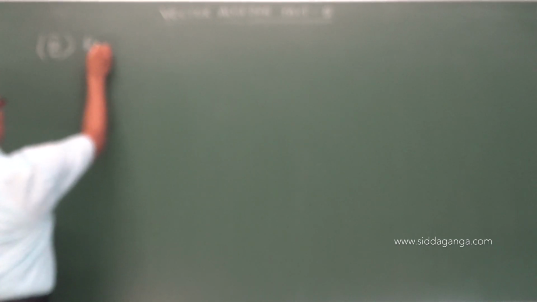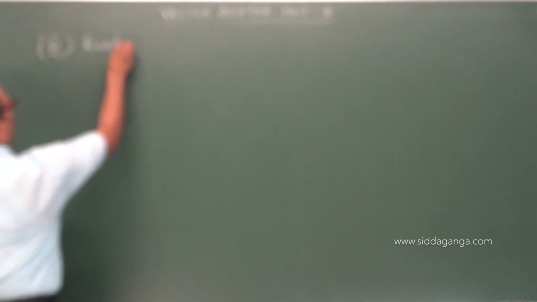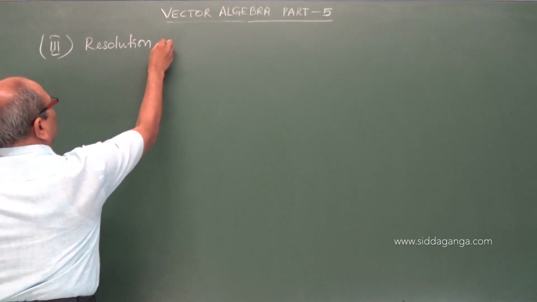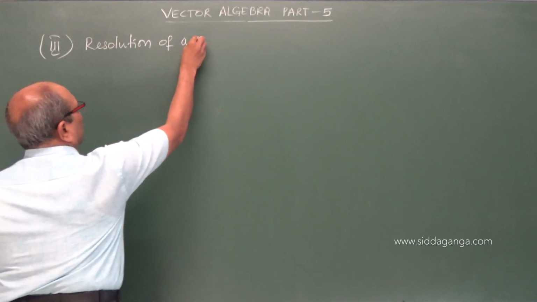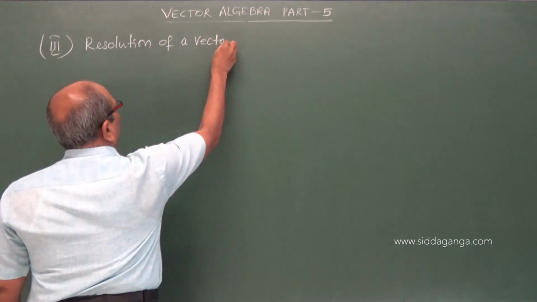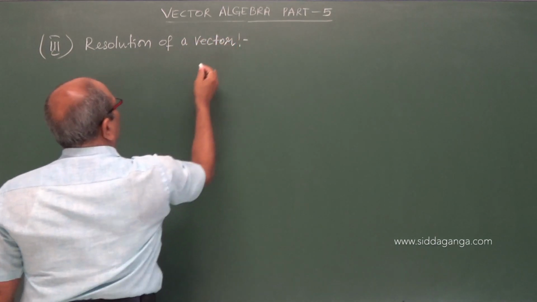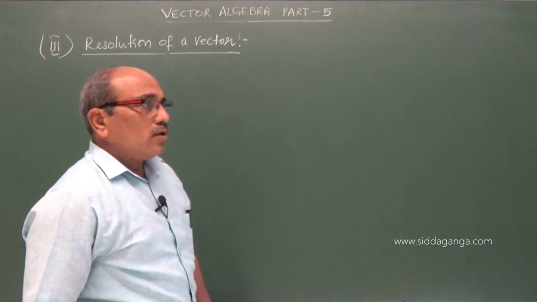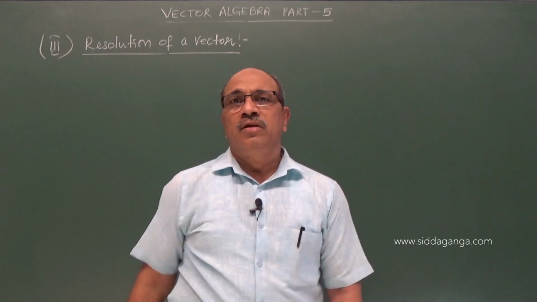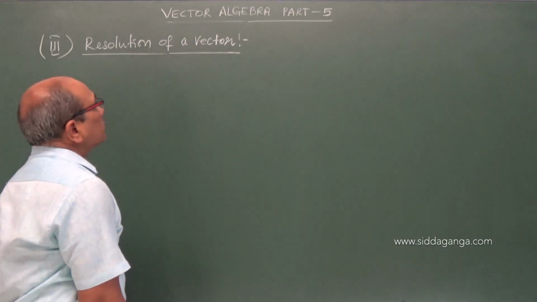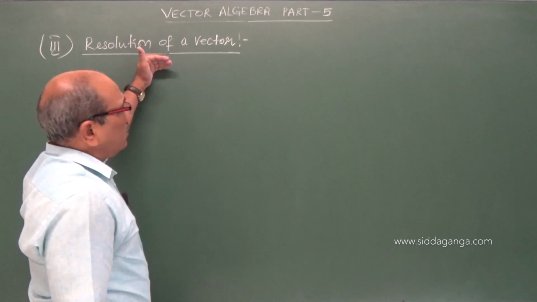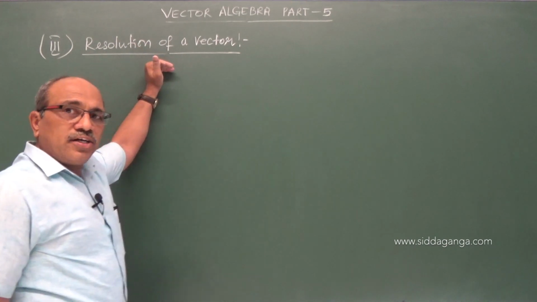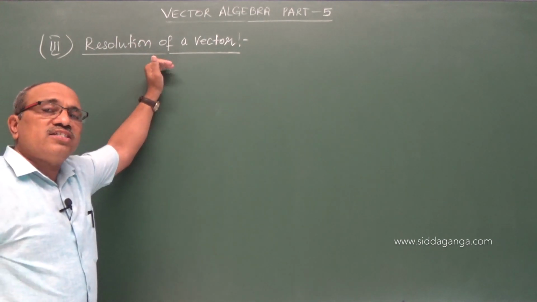So the third important concept in vector algebra is the resolution of a vector. Resolution is a process in which we are going to get the magnitude of the given vector in a desired direction.